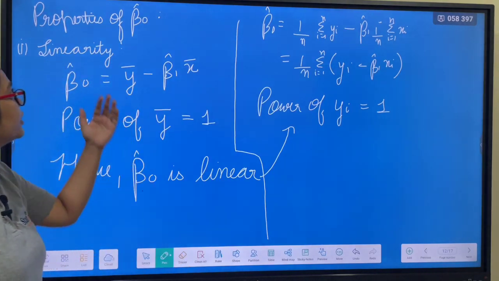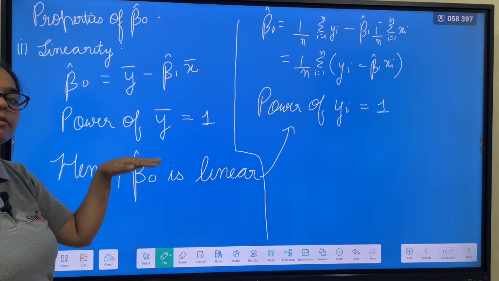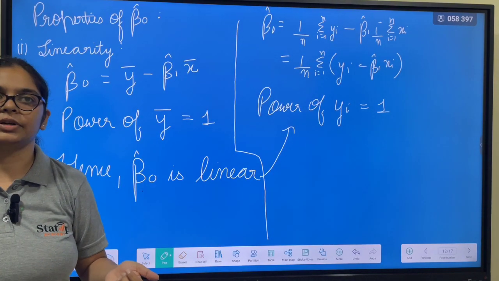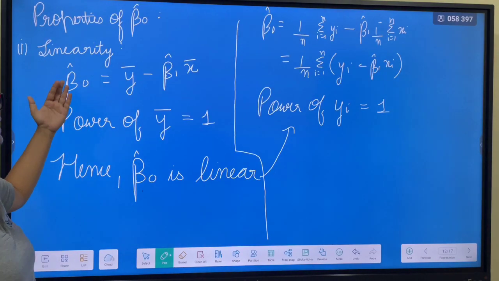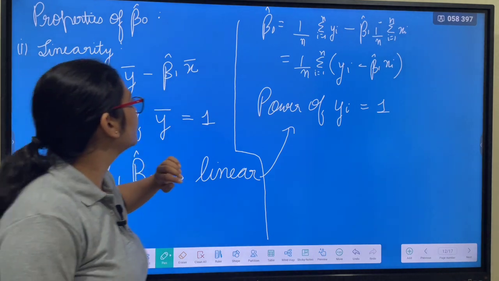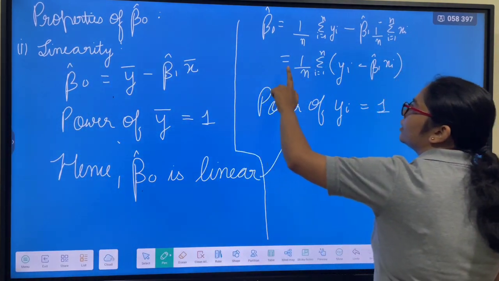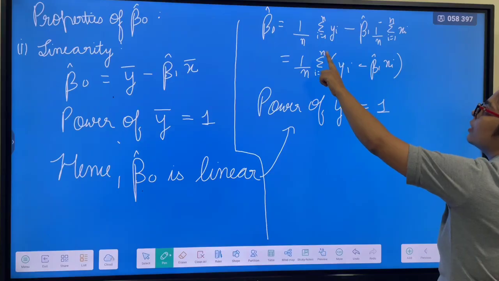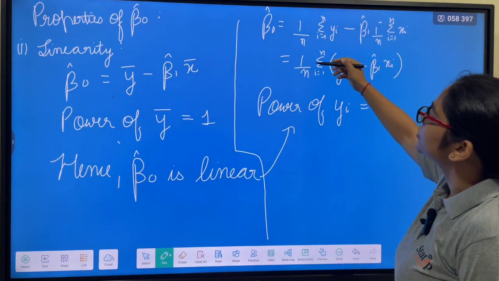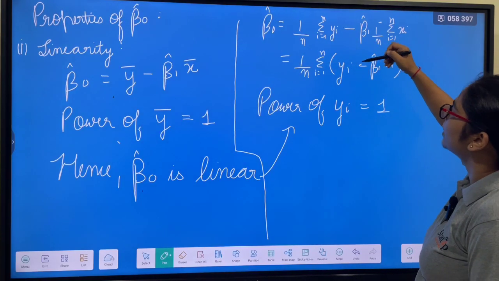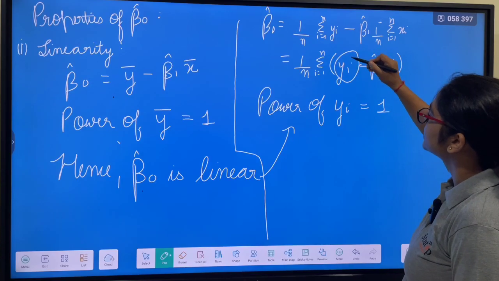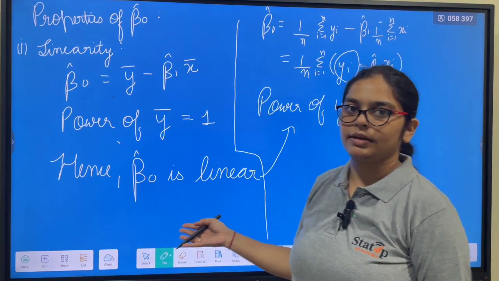And moving on further with the properties of beta naught cap, similarly, as we have calculated the properties of beta 1 cap, we will calculate the properties of beta naught cap. So linearity: again, we can consider the power of y bar, or we can simply do it like we did for beta 1 cap. We will open this y bar and x bar, and take common terms outside, like 1 upon n summation i goes from 1 to n yi minus beta 1 cap xi. And here we see that the power of yi is equal to 1. Hence, beta naught cap is a linear estimator.